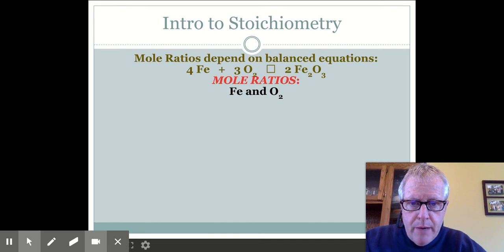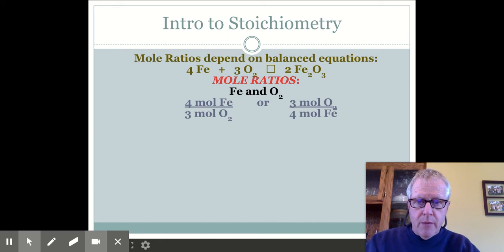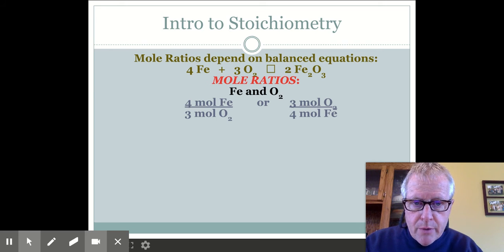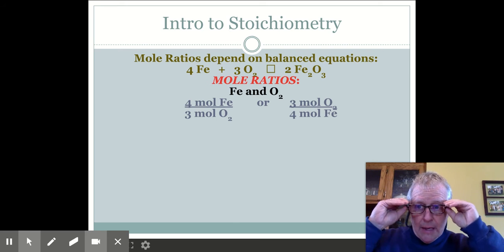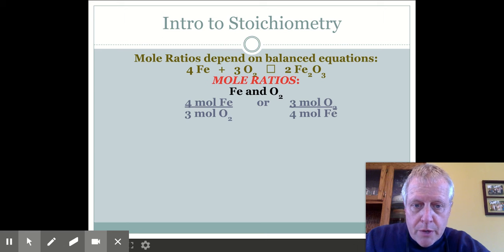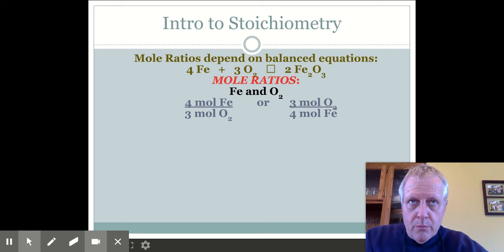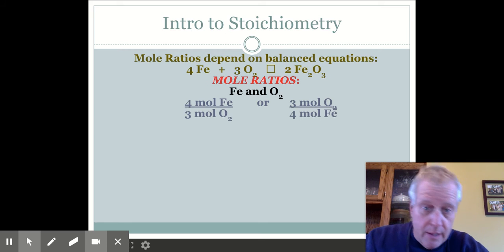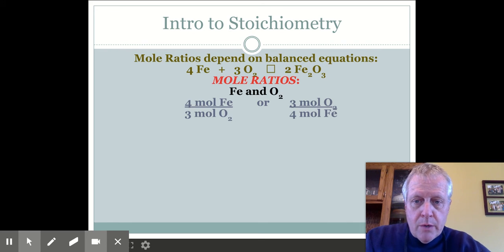Okay, so if we're comparing iron to oxygen, then it would look like this. We could say there's 4 moles of iron for every 3 moles of oxygen. But it has to always start with a balanced equation. You want to make sure that if you are creating a compound here, like in this synthesis reaction, where we're taking iron and combining oxygen and making iron oxide, that iron oxide compound is correct and so forth.